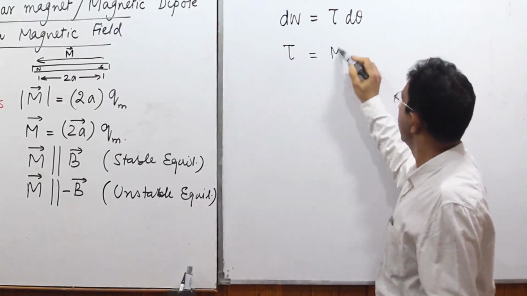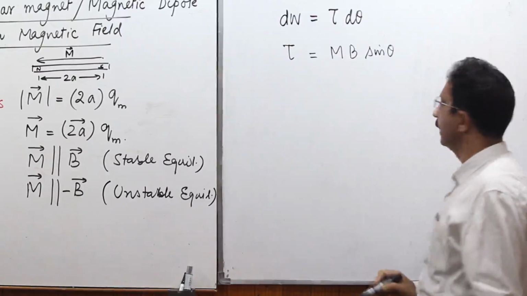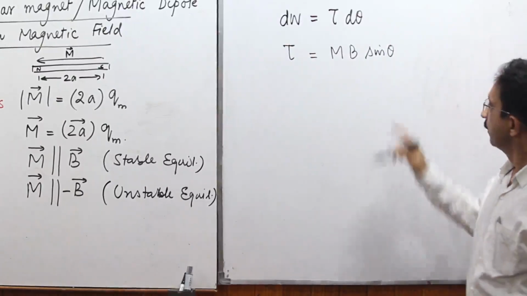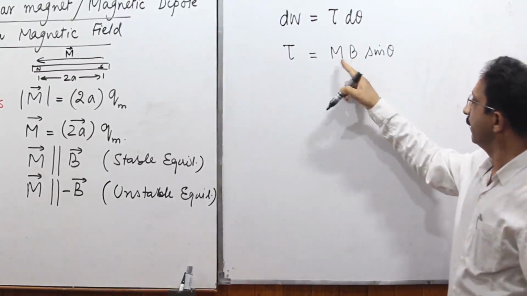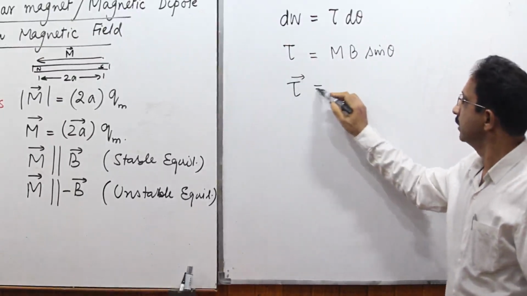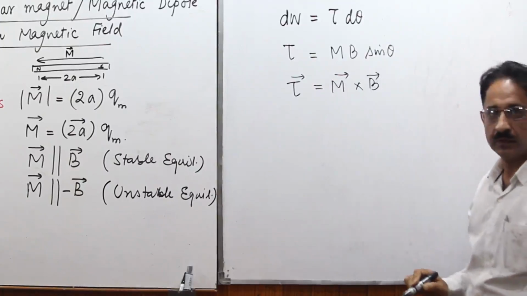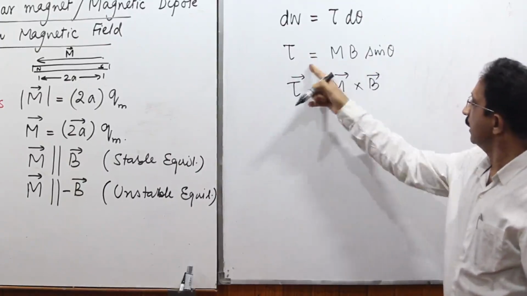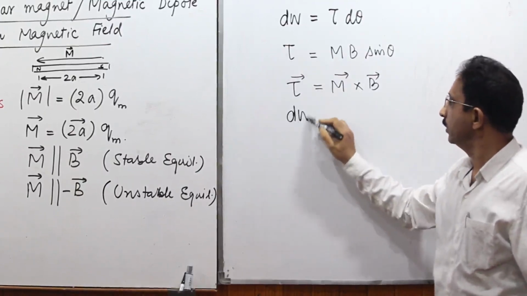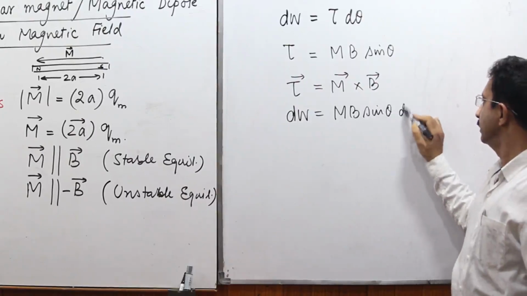In that case, what will be the magnitude of torque? This we already know. In the previous lecture we have seen that magnitude of torque is m into b into sine theta, where theta is the angle between m and b. Or the vector form of this equation, which we have already established, gives m cross b. So in this way we can now write dw equal to mb sine theta into d theta.